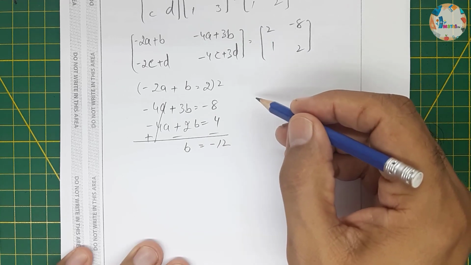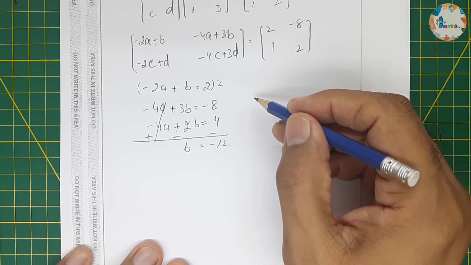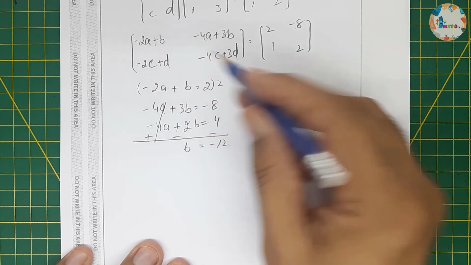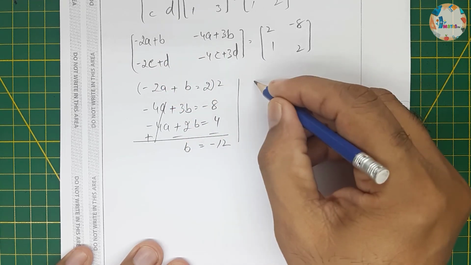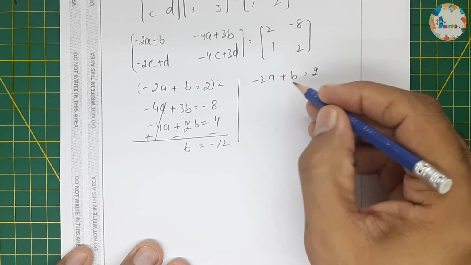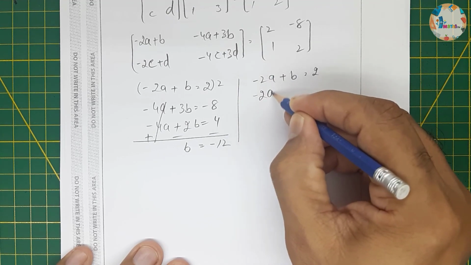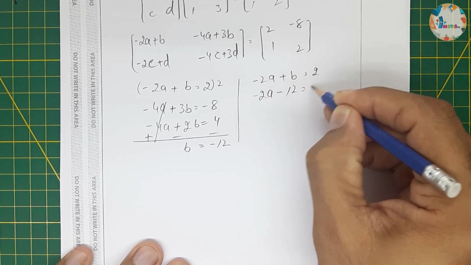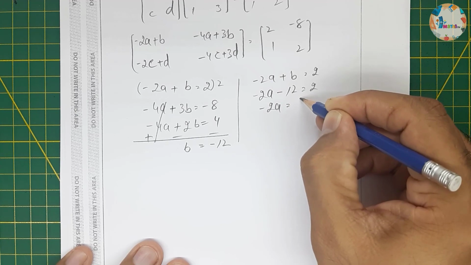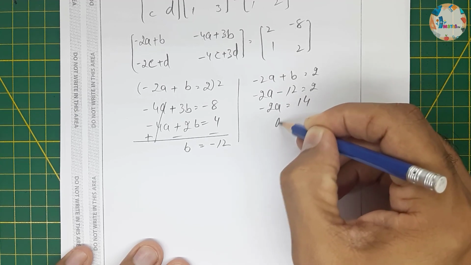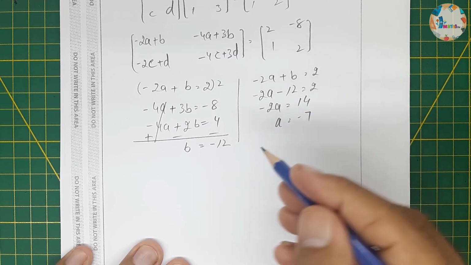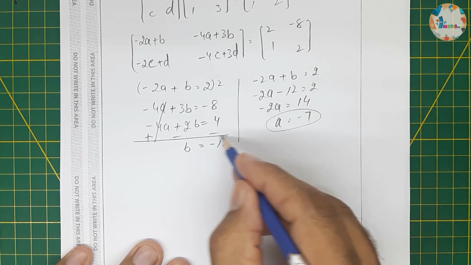Similarly, we can solve other equations also, like for example we can replace b value in this equation. So we know minus 2a plus b is equal to 2, so we replace b and get minus 2a minus 12 is equal to 2, so this implies minus 2a is equal to 14, so a is equal to minus 7. So we got a value and we got b value.